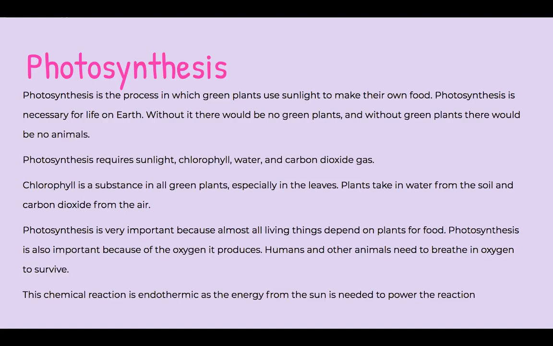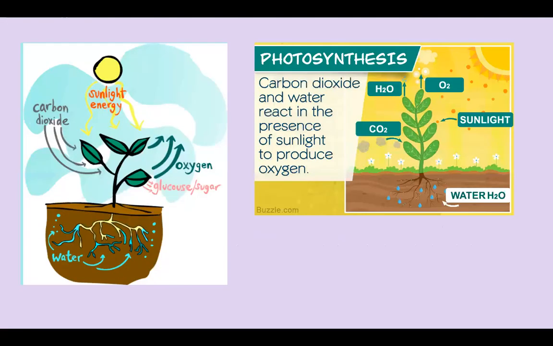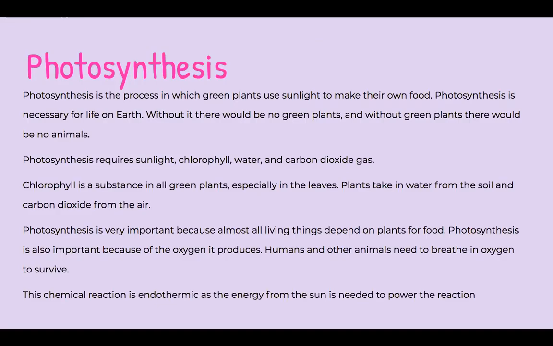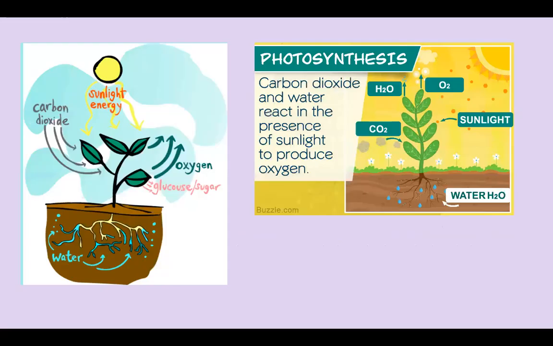So again, photosynthesis is very important because of the oxygen it produces, because we need that in order to breathe and survive. And the chemical reaction is endothermic as the energy from the sun is needed to power the reaction. That's what gets it going. So essentially, all our food comes from the sun. Just think about this: this process is the exact opposite of cellular respiration.